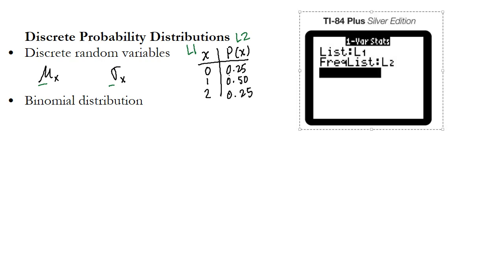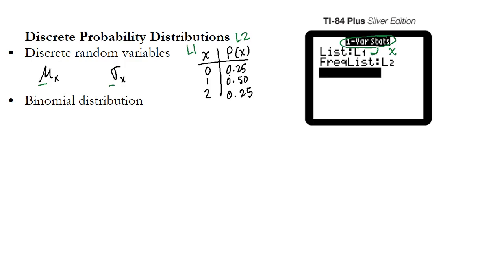You use the one variable statistics menu where you have a list for list 1, that's the x values, and then the probabilities list for list 2. No big deal, just like that. And then press enter and out will spit it.